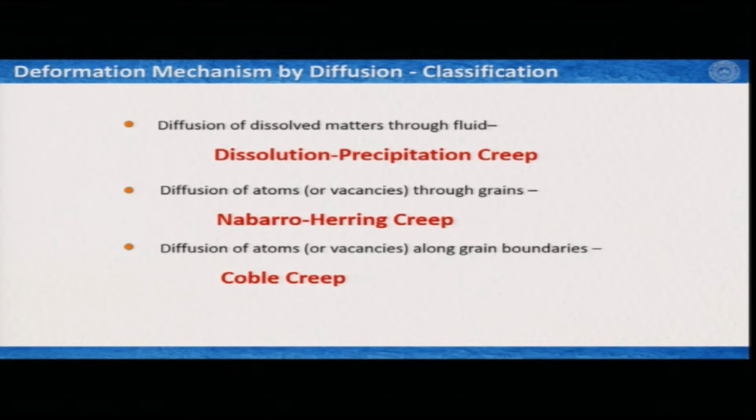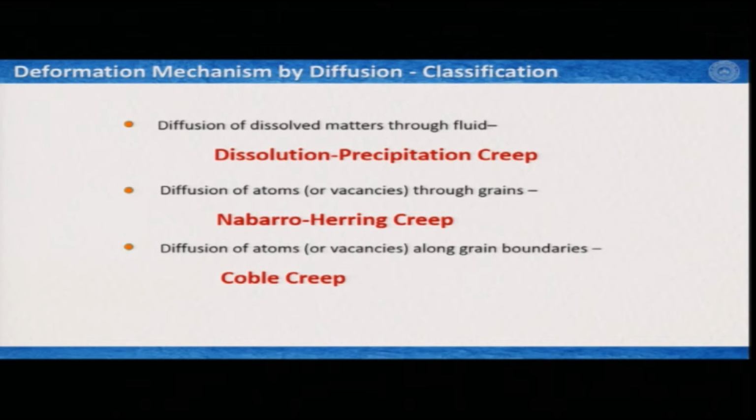Then diffusion of atoms or vacancies through grains. When that happens, then we call it Nabarro-Herring creep. And if the diffusion of atoms or vacancies happens along the grain boundaries, then this is known as Coble creep. So, we will take them one after another. First, we will look at dissolution precipitation creep, then Nabarro-Herring creep, and then Coble creep.